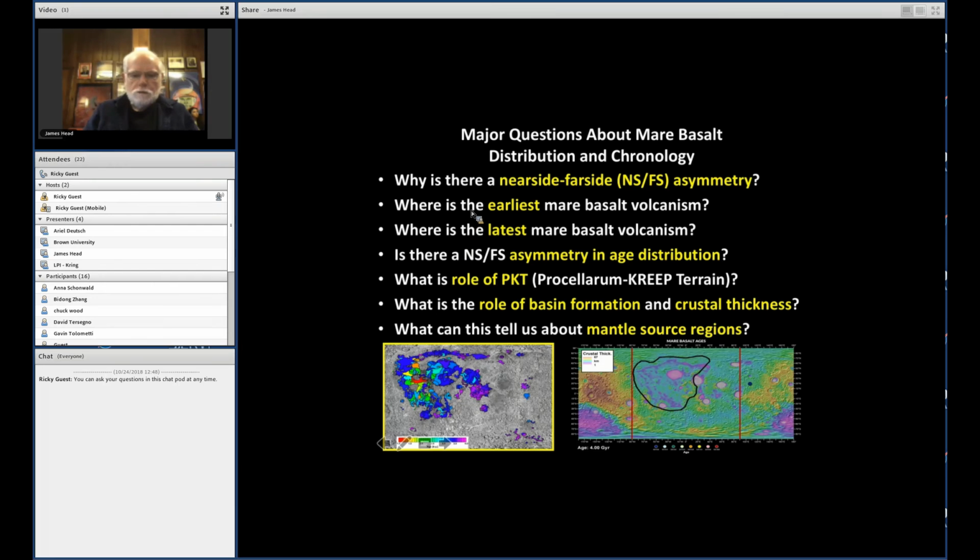Where is the earliest Mare basalt volcanism? Where is the latest Mare basalt volcanism? Is there a near-side, far-side asymmetry in age distribution? We certainly see it in terms of volume, but is there an age distribution difference? What's the role of the Procellarum KREEP Terrane? That's this area shown in black here. And in fact, what's the role of basin formation and crustal thickness? And what can this all tell us about the mantle source regions, which is really what we want to get at in the final analysis.